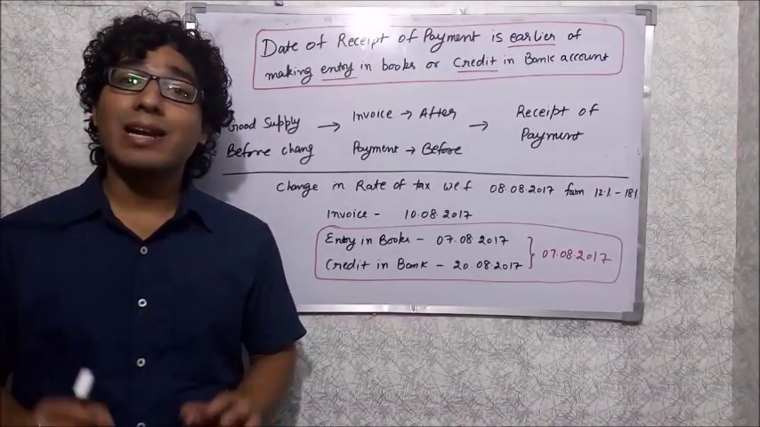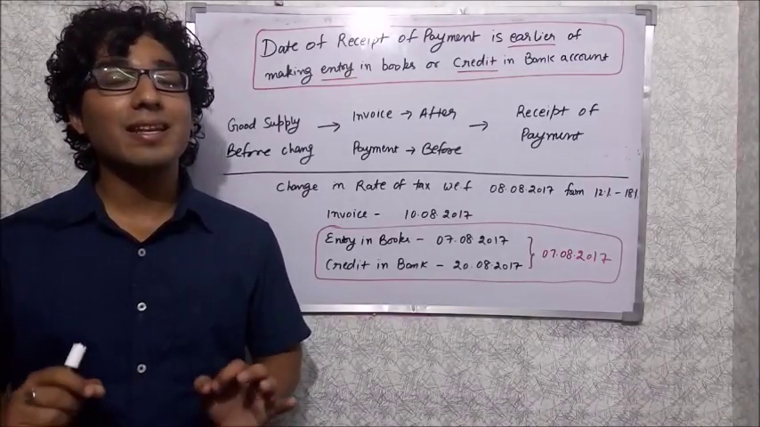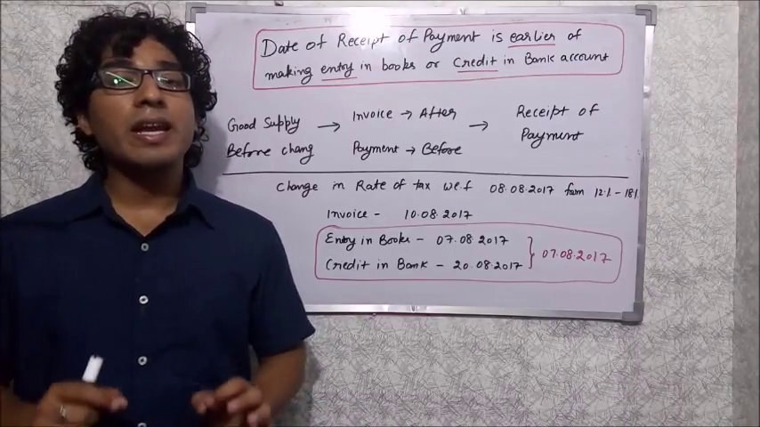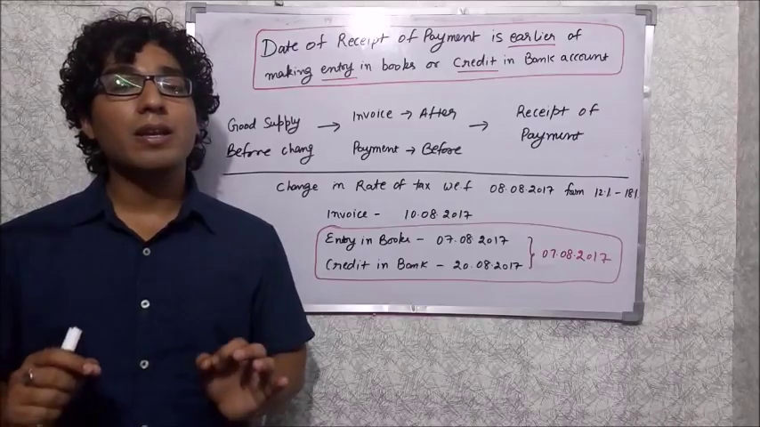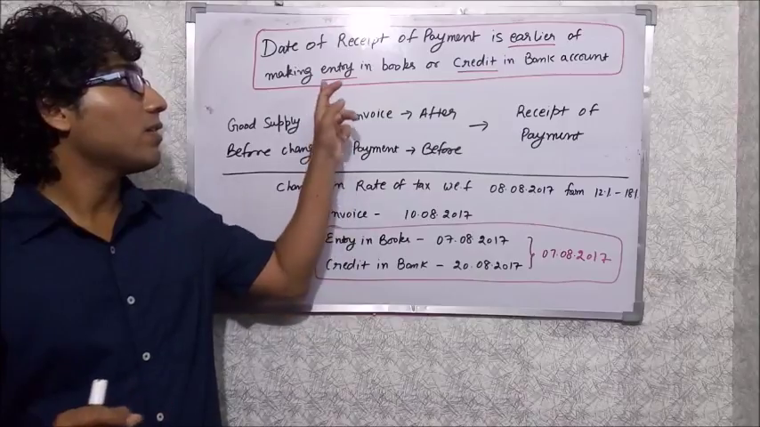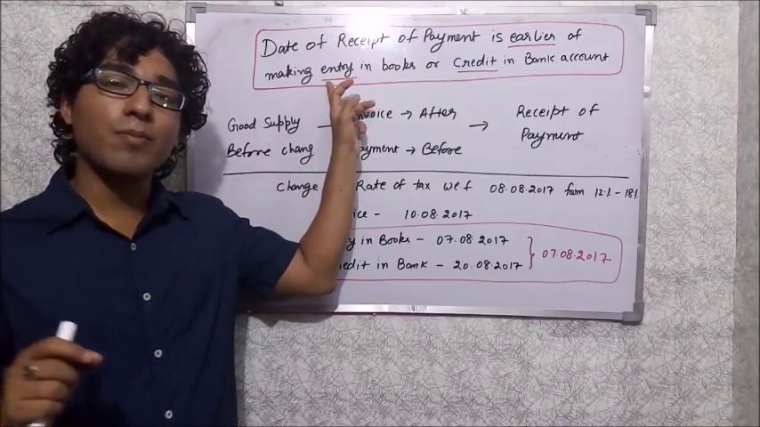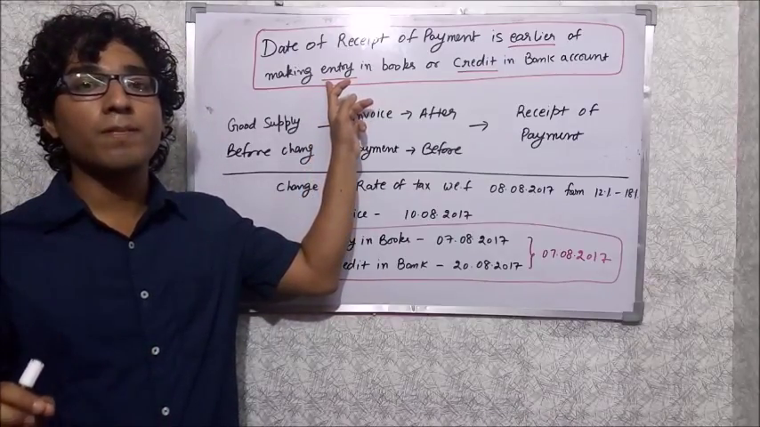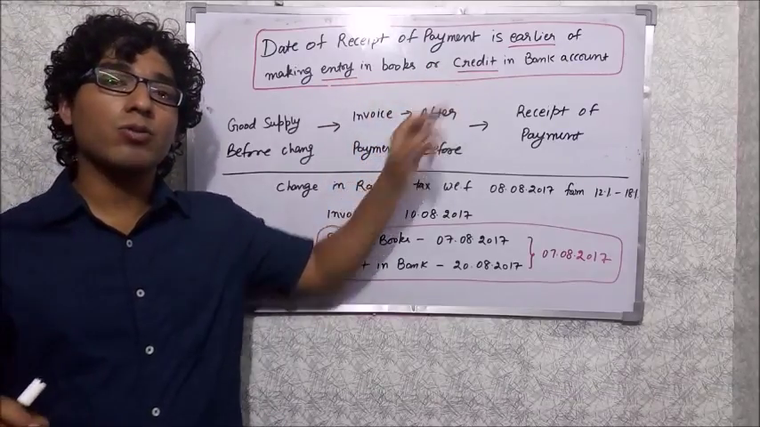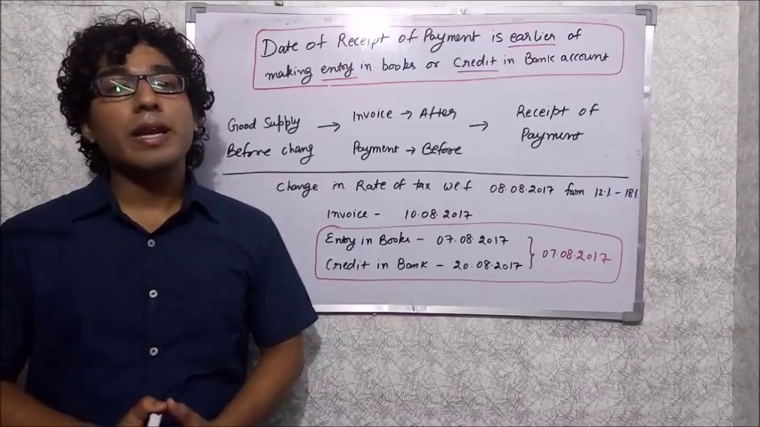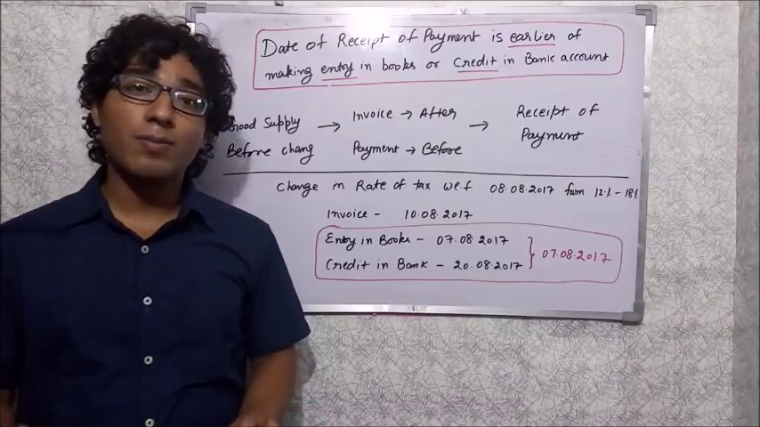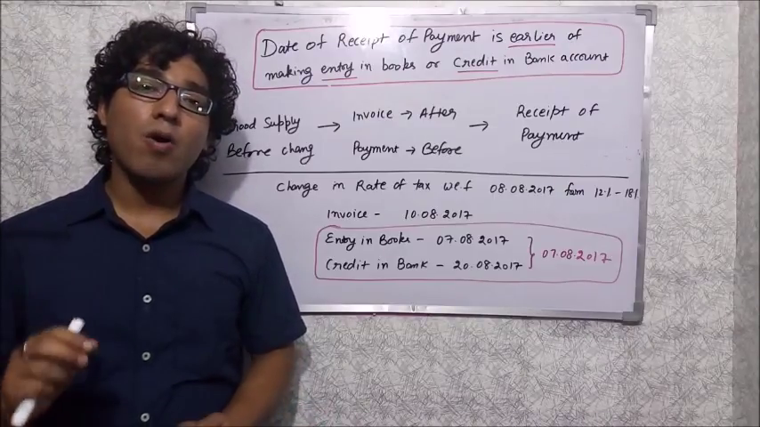Now we should look at when the supplier can say that he receives the payment in respect of supply of goods or services. So the date of receipt of payment in respect of the supply of goods or services will be the earlier of the following two events. First event is when the supplier makes the entry in his books of account, and the second event is when the amount is credited into his bank account. So the date of receipt of payment by the supplier will be the earlier of the two events.